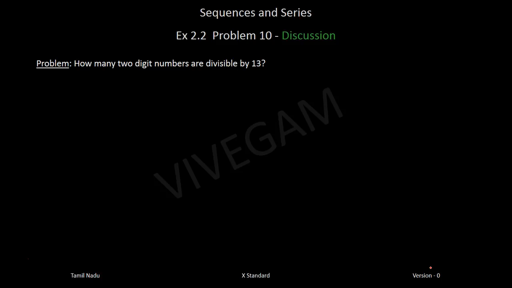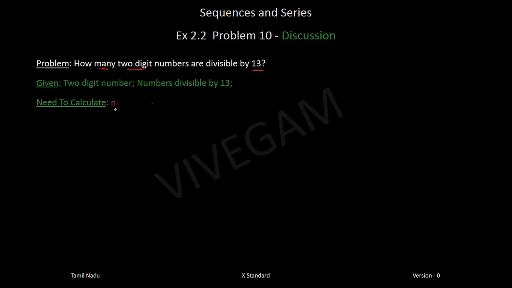Let's mark what is given here. Two-digit numbers divisible by 13. This is what is given. So what are we asked to calculate? How many of them are there? It looks like it's going to be an AP series, because the common difference will be 13. And so we need to calculate n. How many numbers are there in the series? Number of terms. So the value of n we need to calculate.